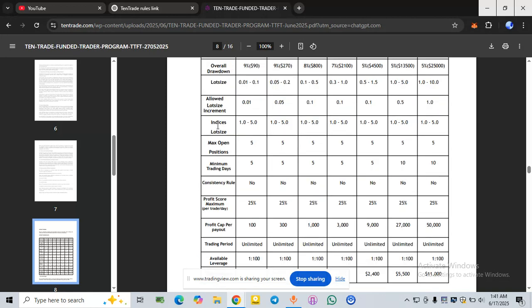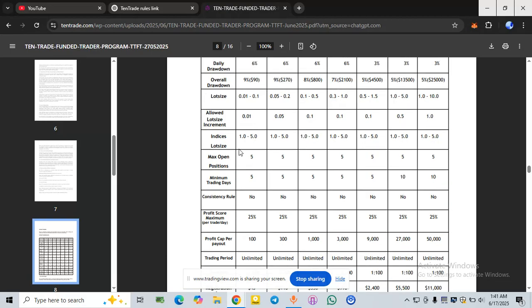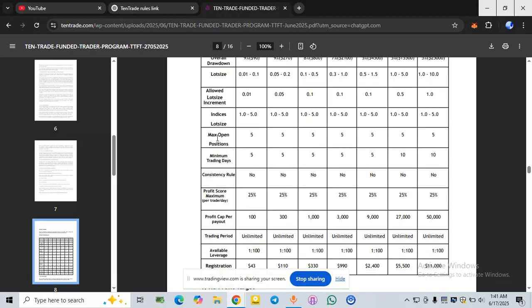Now this is the minimum lot size you can use for indices, like if you're trading Nasdaq or S&P, you can only use one to five lot size if you're trading a 1k account. So that is that. Then here you have maximum open position. So at a go, you can't have more than five positions. So if you open more than five positions, let's say for example you normally stack your trades, if you have more than five positions, you already violated this particular rule.